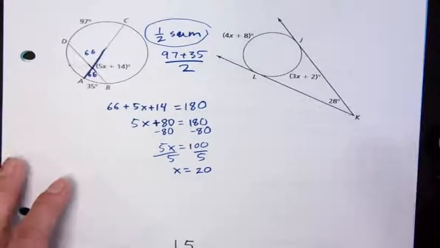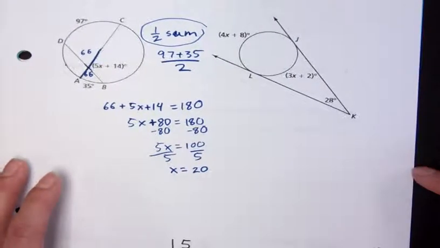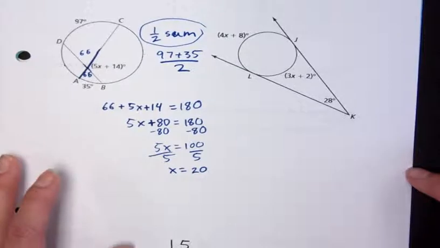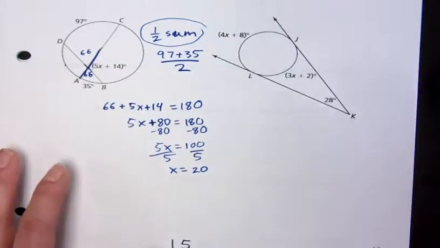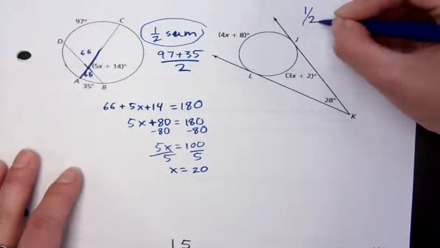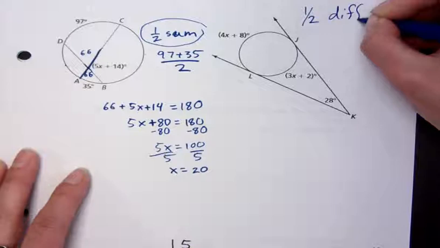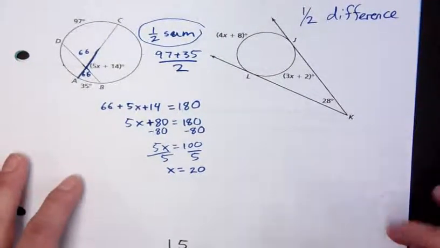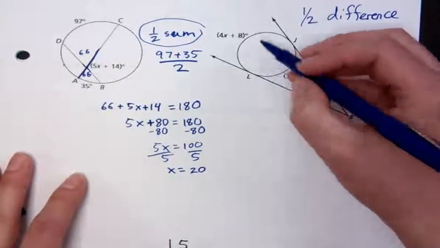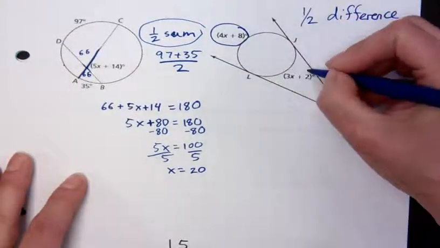All right, Claire, how would you set up the next one? I did 4x plus 8 minus 3x plus 2 divided by 2 equals 28. So our rule is half the difference. Okay. No, that's right. You did it right. So half the difference of the two arcs. So that means this arc minus this arc.